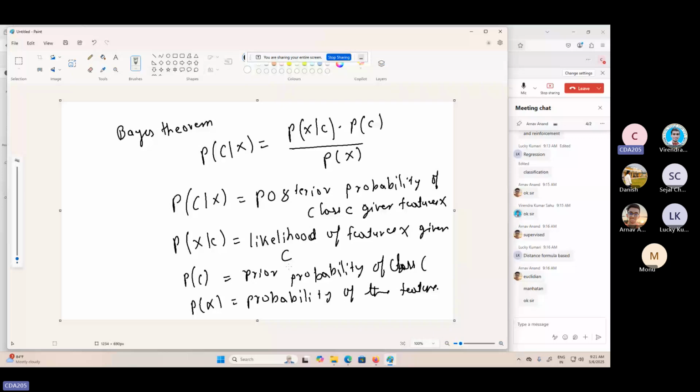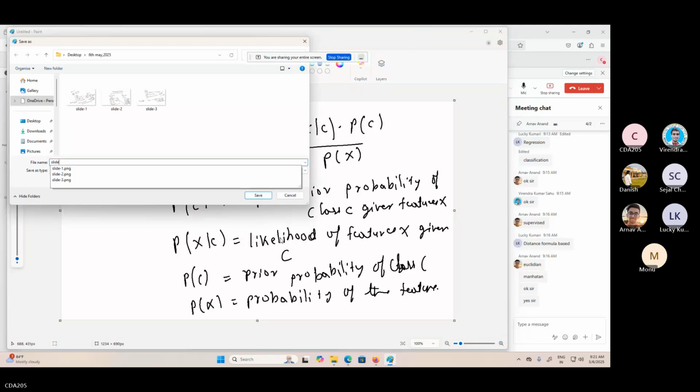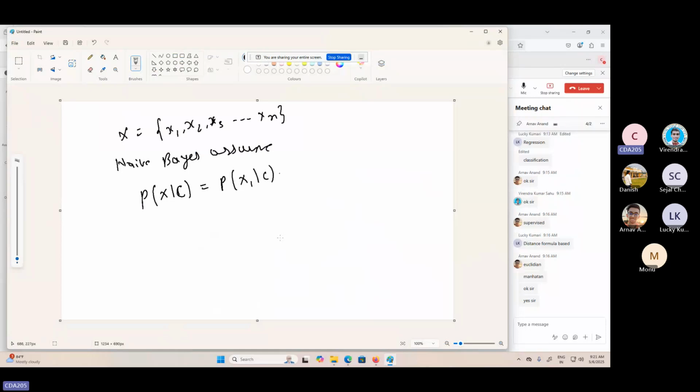So if we have a set of features X equal to x1, x2, x3, up to xn, then naive Bayes assumes that P of X given C is equal to P of x1 given class C into probability of x2 given class C, up to P of xn given class C.